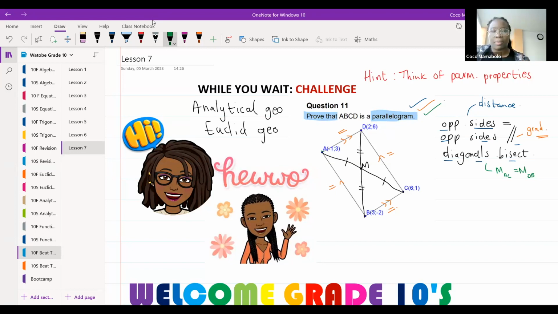Pick one of those, either number 1, number 2, or number 3. Use one of those properties to prove that this is a parallelogram. Pop your favorite emoji in the chat when you're done. All right.